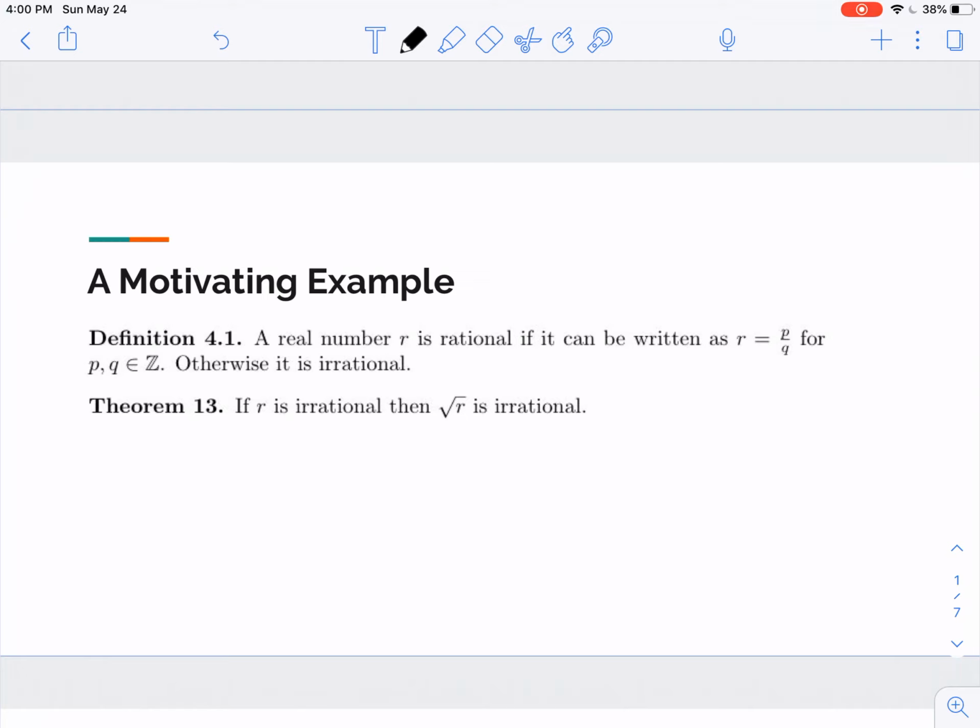A real number r is rational if it can be written as the ratio p over q for some p and q that are integers. The name rational comes from the fact that we can write it as a ratio. Otherwise, we say the number is irrational.